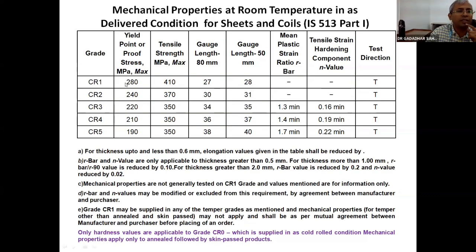Please remember here, CR1, 280, 410, like this. This is the maximum YS and UTS that is asked. But if it is not skin passed and annealed, and it is only in the full hard, semi hard or half hard condition, these properties are not achievable. So we need to understand where the issues are. I'll come back to this later.